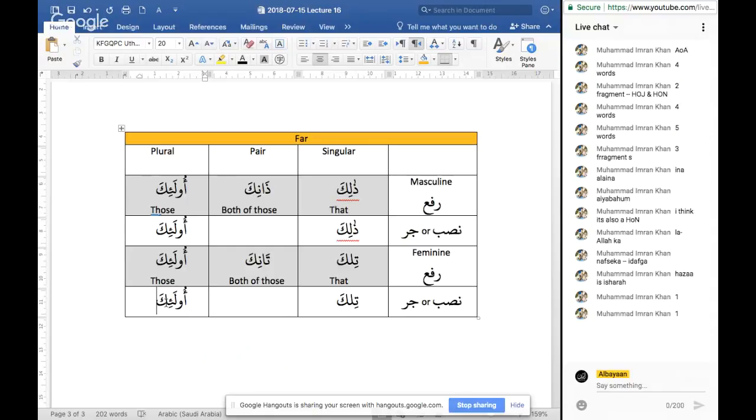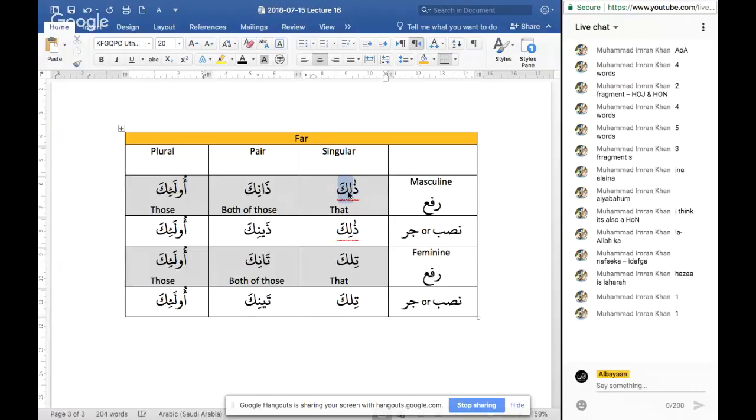In case of the pair, I'll give you a trick. You replace the alif after the zal and the ta with a ya. You say zainika, and then you say tainika. Zainika and tainika. You replace the alif with a ya.